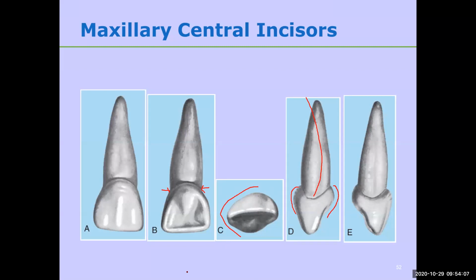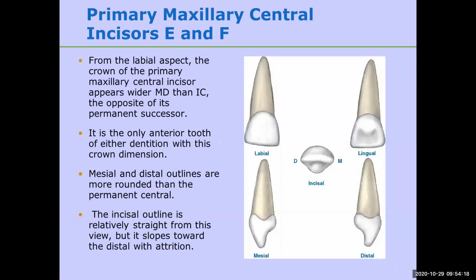So there's subtle differences. The length of the crown to the root is one of the big ones, and then the other one is the curve, the bulges, is what I would look for. So these central incisors, I'm mixing up a couple textbooks here. From the labial aspect, the crown of the primary maxillary central appears to be wider. Okay, it's a wider tooth compared to the permanent.